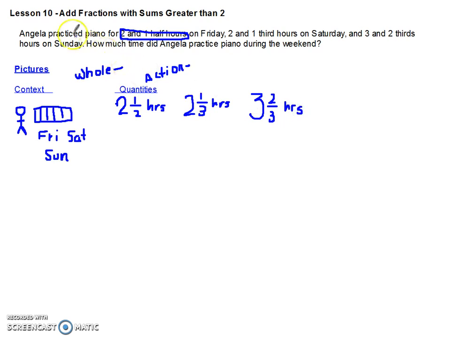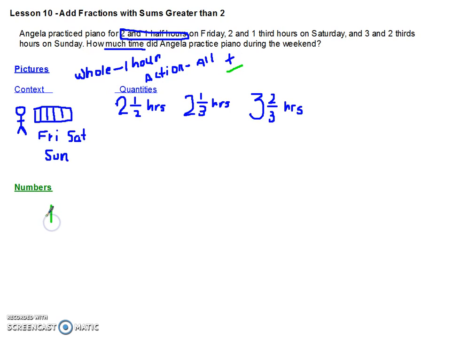1 hour. Then we want to ask ourselves, what's the action of the question? And it wants to know how much time. Usually when you ask how much time, that's how much time all together. So how much time in all, which usually signifies addition. Now we'll move on to our equation. And we figured out that it's going to be addition.